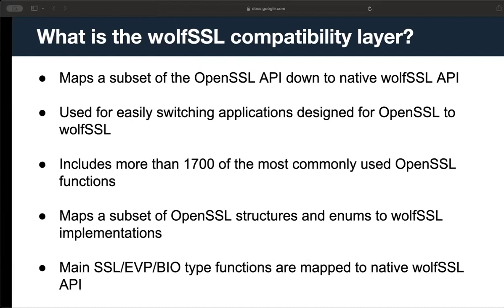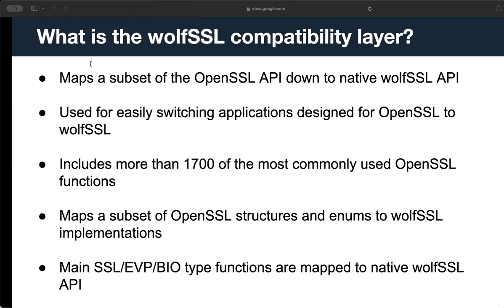So to start off with, what is the wolfSSL compatibility layer? It's one of the many features that we have available with wolfSSL, and it provides a means for making calls to wolfSSL's native implementations of functions that behave similar to OpenSSL's API functions. It does this with the use of macros to map a subset of OpenSSL APIs down to wolfSSL's native APIs. It also maps some of the OpenSSL structures and enums to wolfSSL implementations.